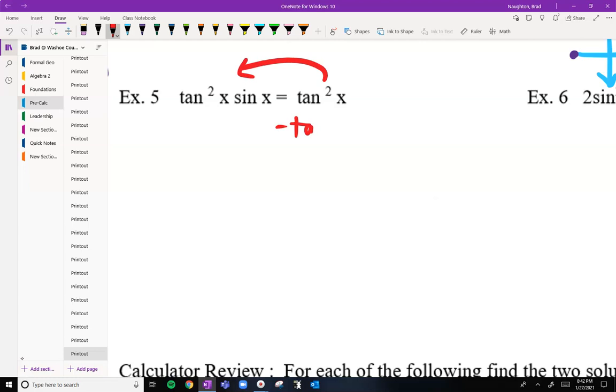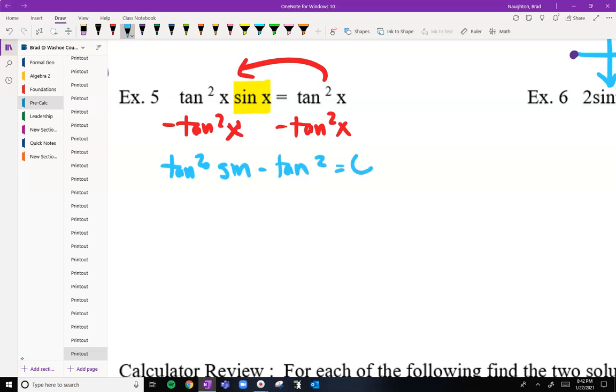So I'm going to subtract a tan. And I would like to think that I could just subtract this. But since this has a sine, I can't just subtract those. Those are not like terms. It's like an x and a y. So I'm going to get tan squared sine minus tan squared equals 0. Then I notice the GCF. In this case, I'm going to take out a tan squared because that's what they have in common. And so I'm going to get sine minus 1.